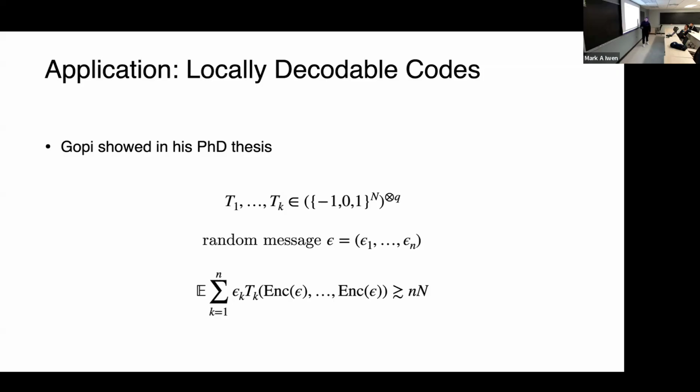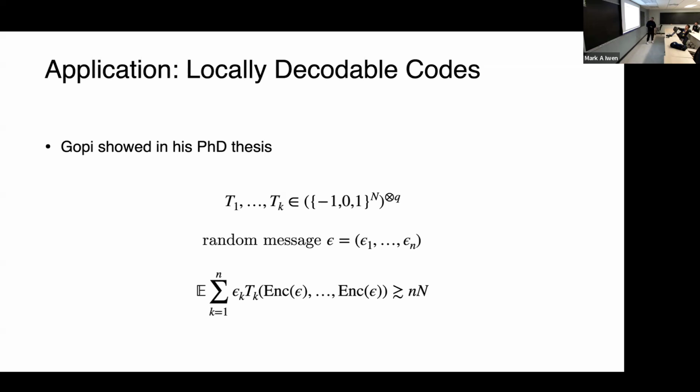When I look at this expectation, you can show that there's some lower bound on it by the definition of this being an LDC. So, succinctly, the encoded message and a random message have a non-trivial correlation as measured this way.